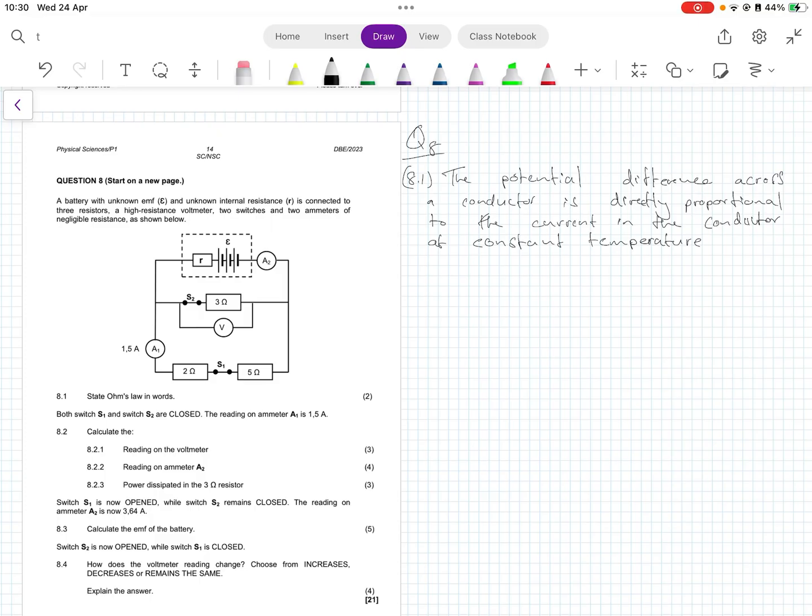That's it. So your keywords being potential difference, directly proportional to the current, and finally at constant temperature. So you could just write the potential difference is directly proportional to the current at constant temperature, and you will be fine. Or you could say the ratio of potential difference to current is constant at constant temperature. Or you could say the current in a conductor is directly proportional to the potential difference across the conductor at constant temperature.